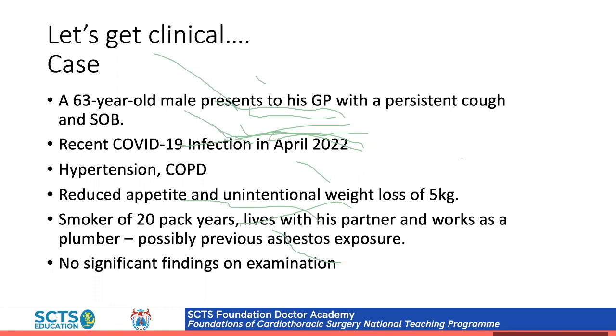If you have any guesses, feel free to type them into the chat box. So Karina is saying... I didn't hear the question. Can you repeat it, please? So this is a 63-year-old male with shortness of breath, some unintentional weight loss. So the history is on the screen. What would you do if you were this GP seeing this patient?